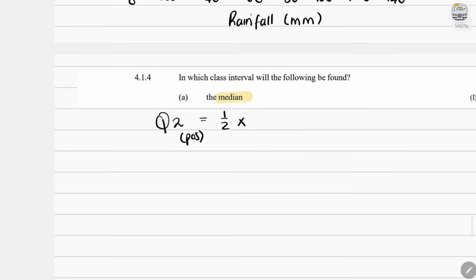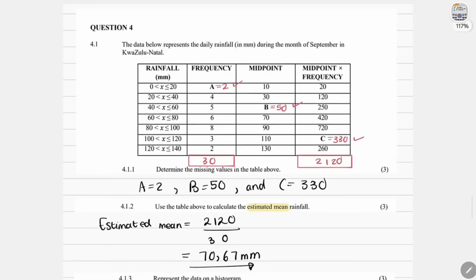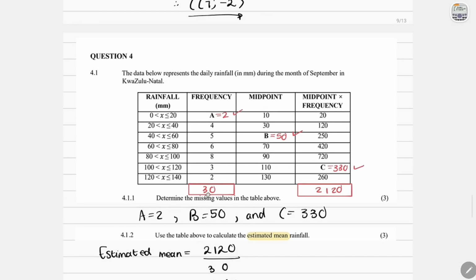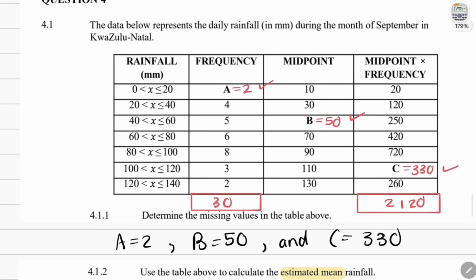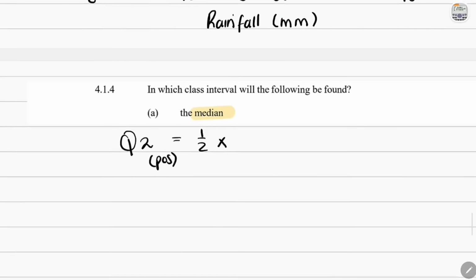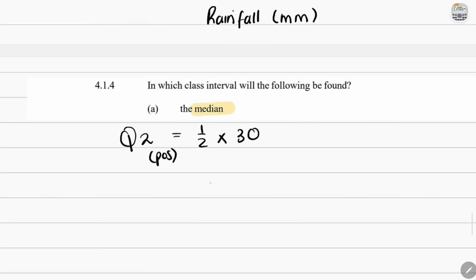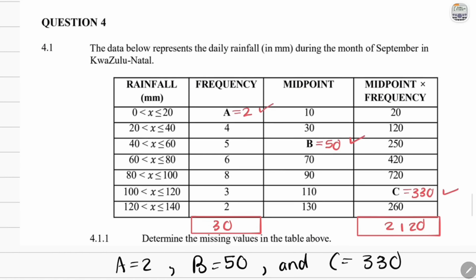So you have to say a half multiplied by, and you're always going to multiply this by the total frequency, because all of these have already been put in ascending order. You see from 0 to 20, 20 to 40, and so on. We know that there's a total of 30. We want to find the middle of 30, and that would be 15. So a half multiplied by 30 is 15. So we need to find the 15th value.